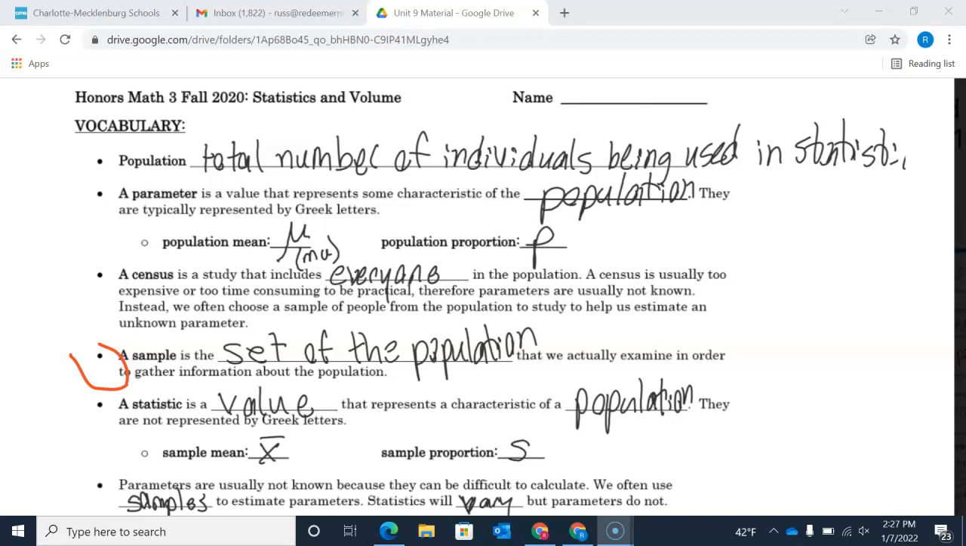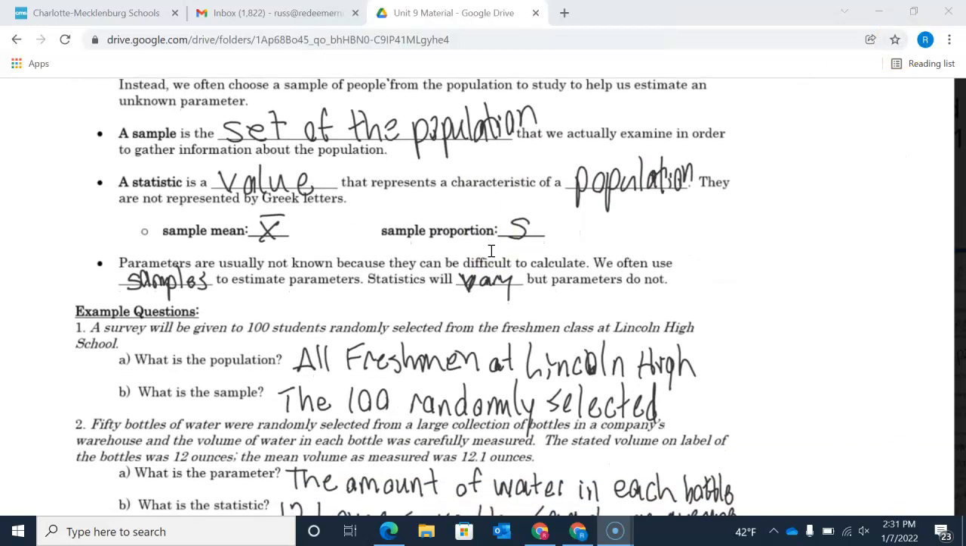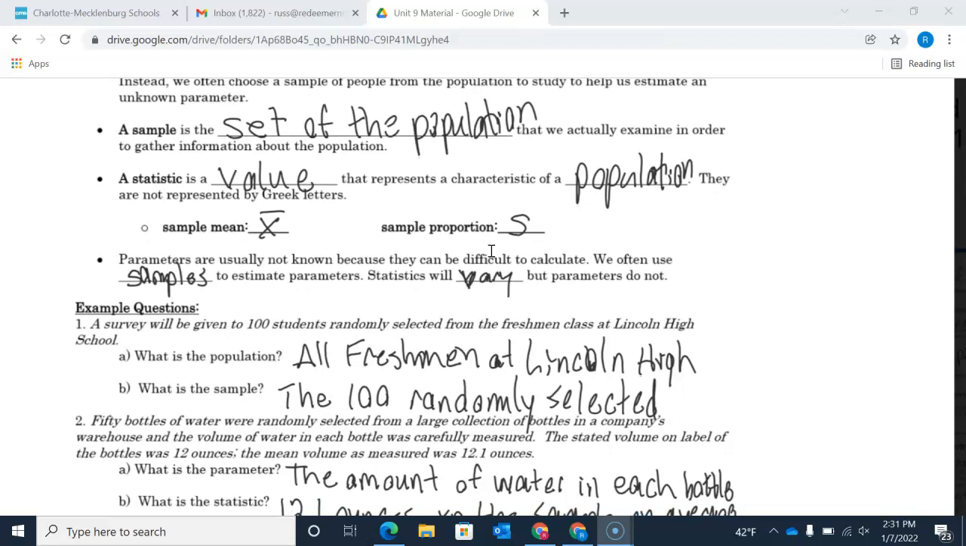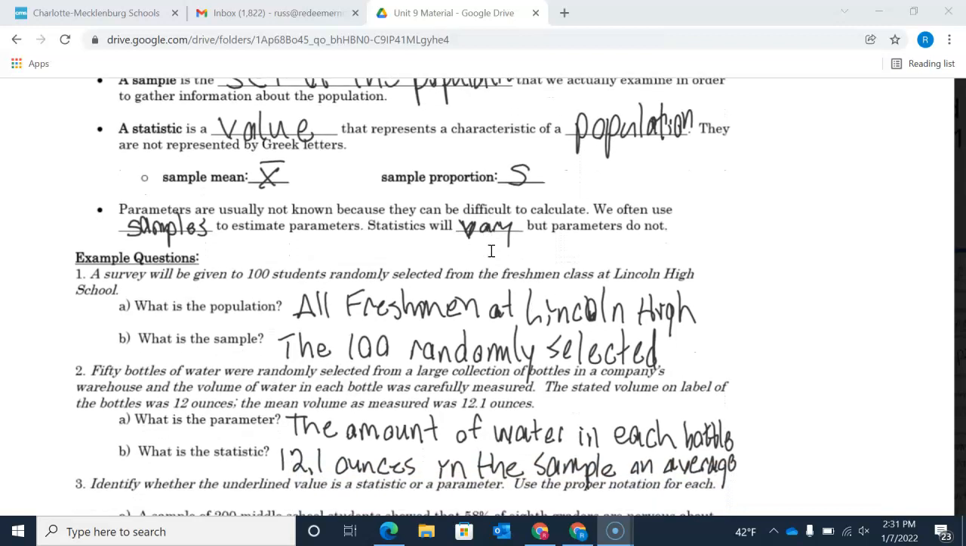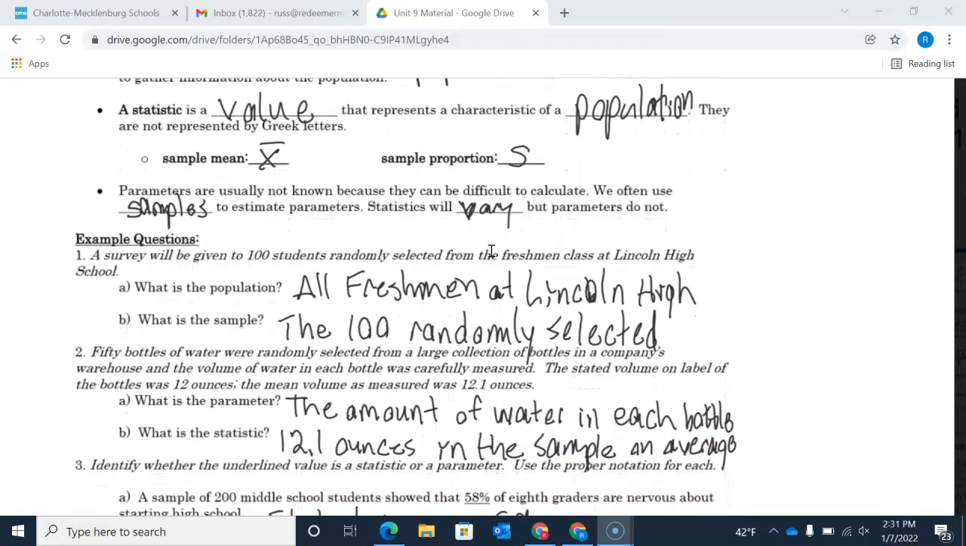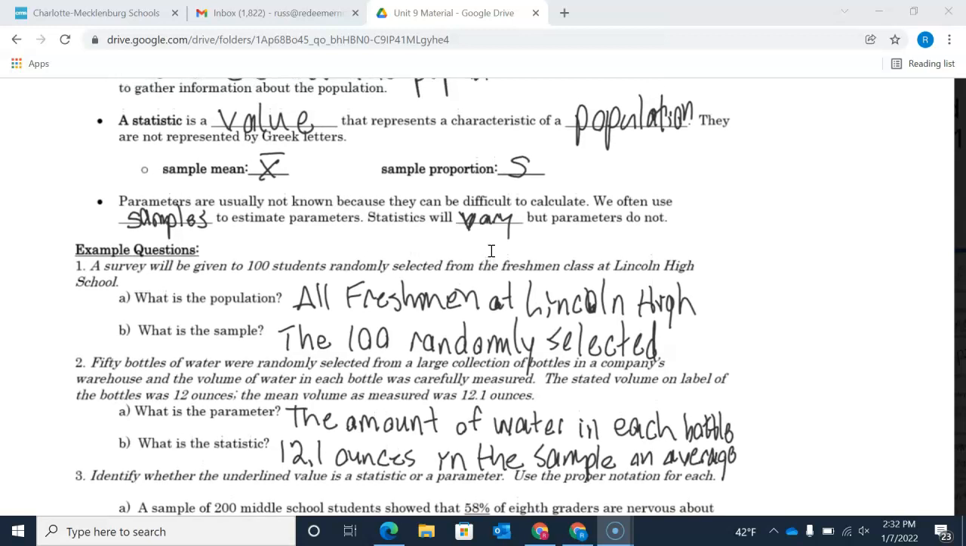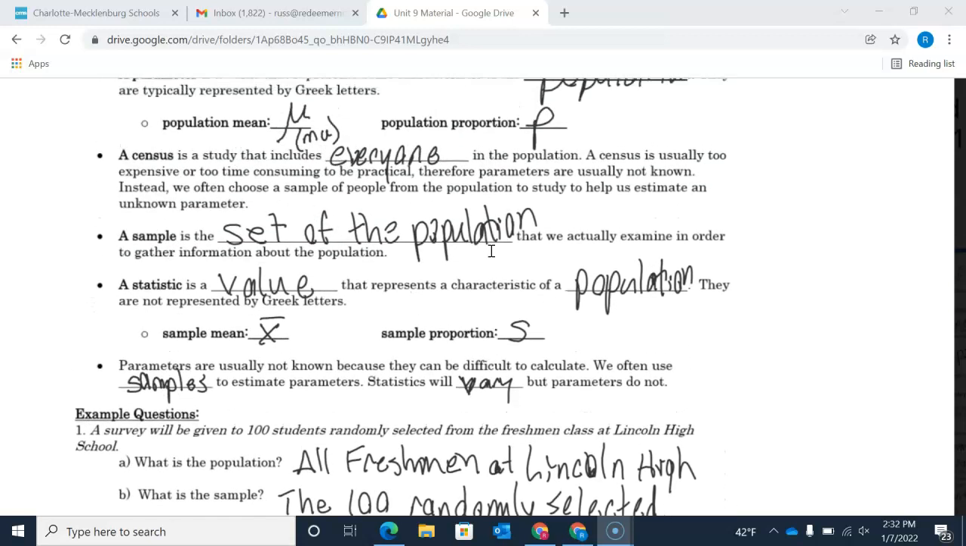I'm trying to, give me one second. I'm trying to get this to where I can scroll. It doesn't want to. Exit drawing. I bet that'll let me do it. There we go. A sample mean and a sample proportion. So we'll talk about those more as we go forward.